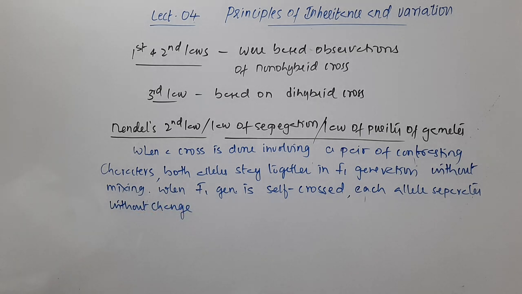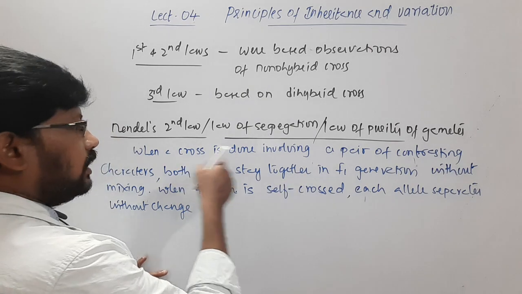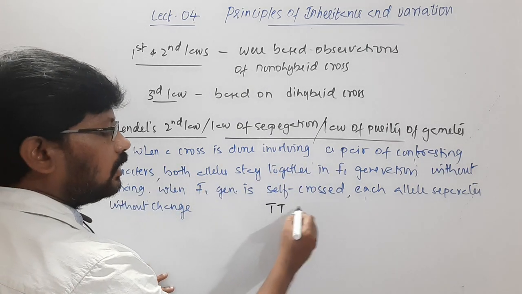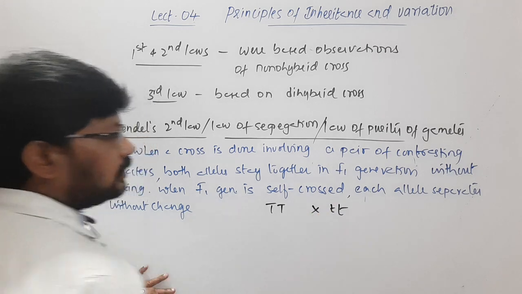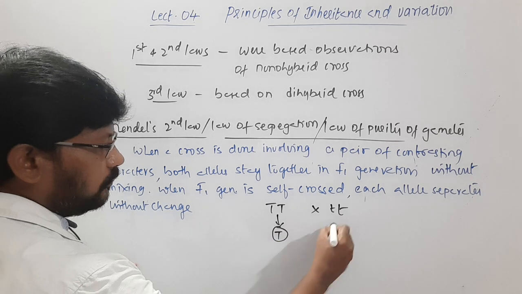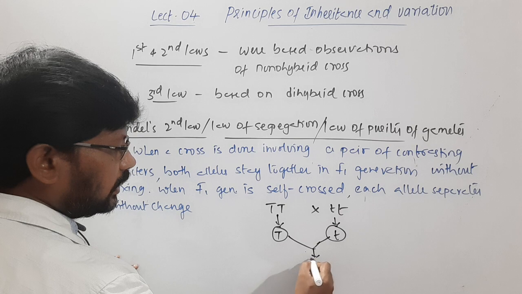So when it is self-crossed, each allele separates without change. What do we actually mean by it? Let's take a monohybrid cross, where a cross is done involving a pair of contrasting characters like tall and dwarf. Here we see the gamete formation and the production of the F1 generation.